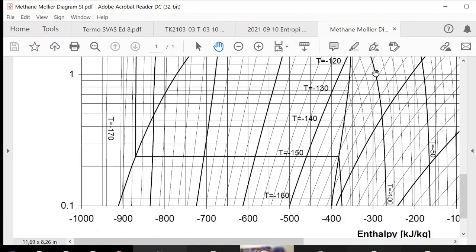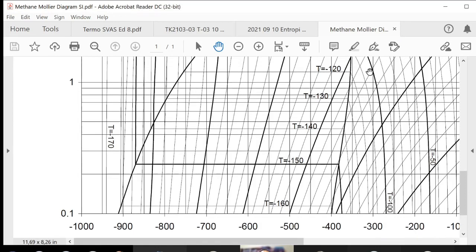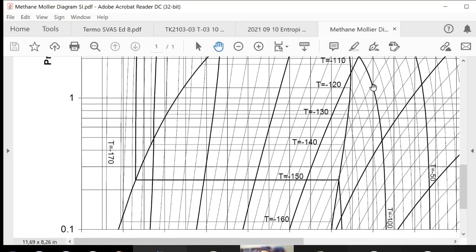What is the unit? Kilojoule per kilogram. Of kilogram what? Kilogram of methane, because it is the curve of the methane. Okay. Our point is over here. Now I'm asking you, what is the pressure over here? Let's read to the left. Okay, the position is here. The pressure may be 1.3, something like that.